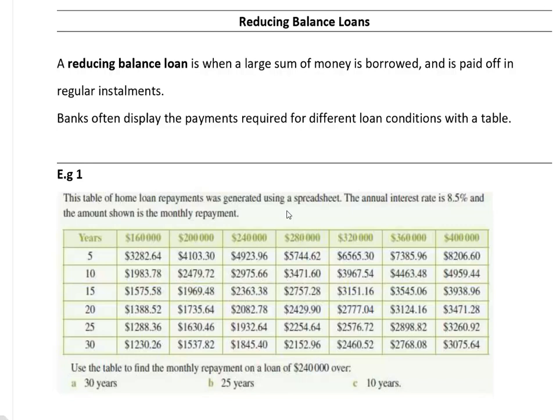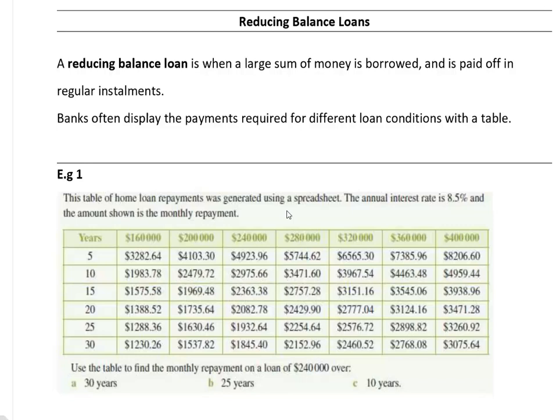Today's lesson is going to be on reducing balance loans. A reducing balance loan is when you borrow a large sum of money and you pay it off in regular installments. Usually this is done monthly. We're going to be reading some tables, which is relatively straightforward, doing a little bit of calculations, and also interpreting graphs. So hopefully today's lesson is relatively straightforward.